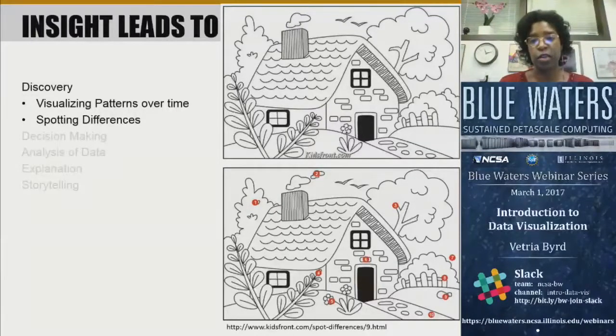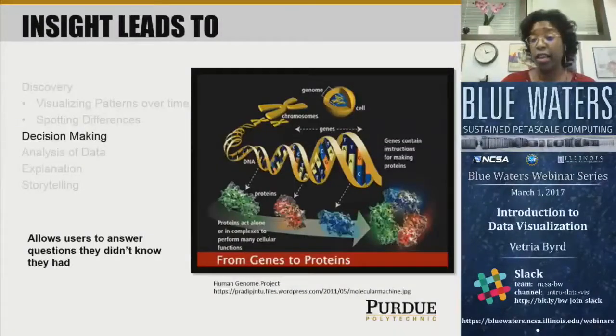And it helps in terms of time, because it takes a lot of time to actually go through the data visualization process, sometimes depending on what the data is. So insight leads to discovery. It allows us to pick out different patterns, to spot differences. It helps us to make decisions.